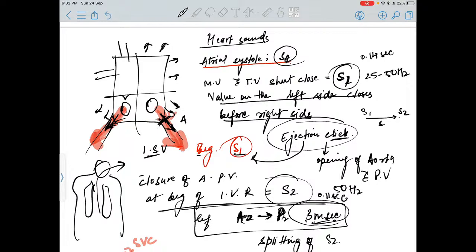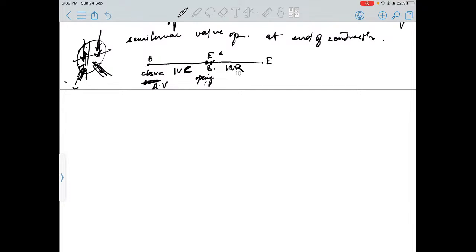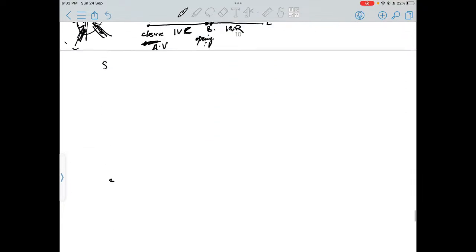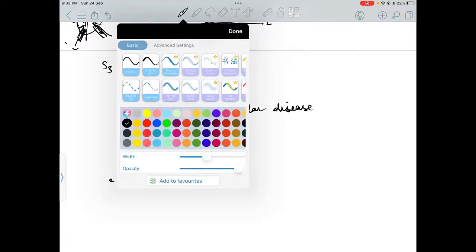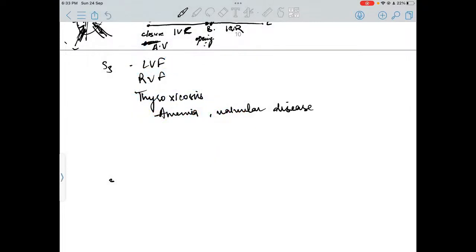So S3 pathologically can be heard in left ventricular failure, right ventricular failure, thyrotoxicosis, anemia, valvular disease, any kind of heart disease, idiopathic heart disease. Pathologic S4 sound can be heard in MI.